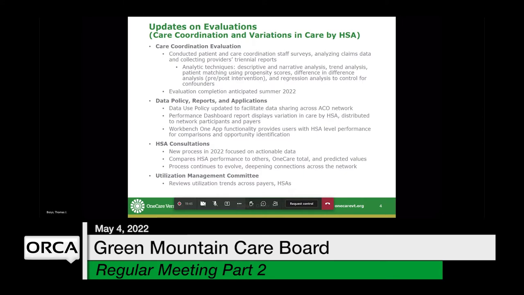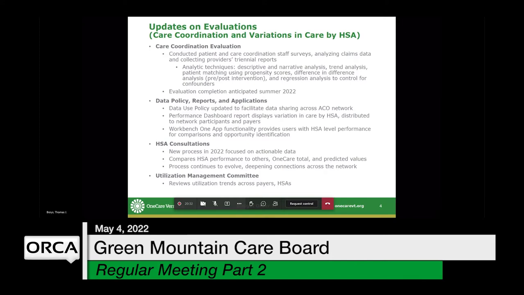I will say our approach in this evaluation is to really think about this holistically and broadly. Yes, claims data will, of course, be an important component of the evaluation, but we also want to think about patient and staff thoughts through surveys and other means to make sure we're getting a full picture of this program. Next bullet down, around data policy reports and applications. Important point to mention here is that we continue to refine and expand our reporting suite and strategy with our network and make sure that the data that we receive from payers and their claims feeds are put to good use, and we're effectively using those data feeds to help improve care delivery patterns across our state, which leads in nicely to the HSA consults, the second to last bullet.